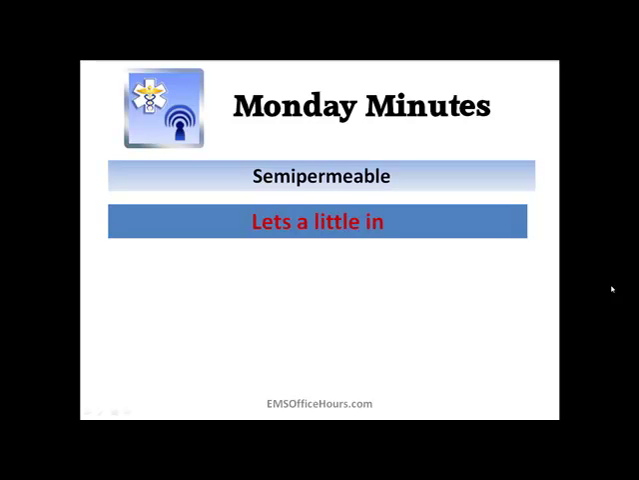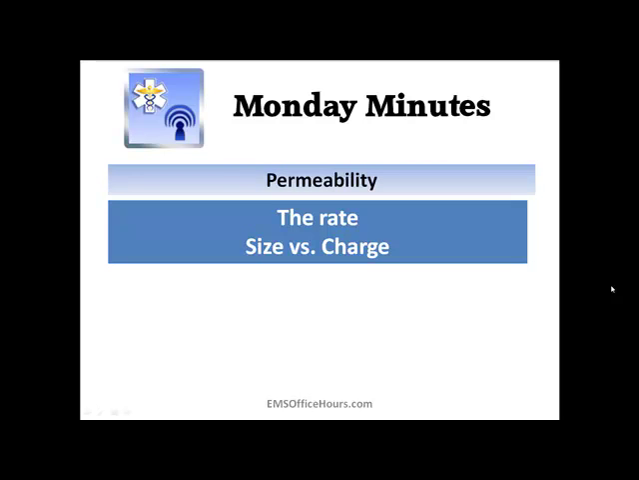We talk about semipermeable cells, right? These are cells that allow some substances to enter or leave while at the same time restricting others, okay? Now, permeability is more like the rate at which those substances go through a membrane. A lot of times what regulates this is the size and the charge of the molecules that are trying to get in or out of the cells.